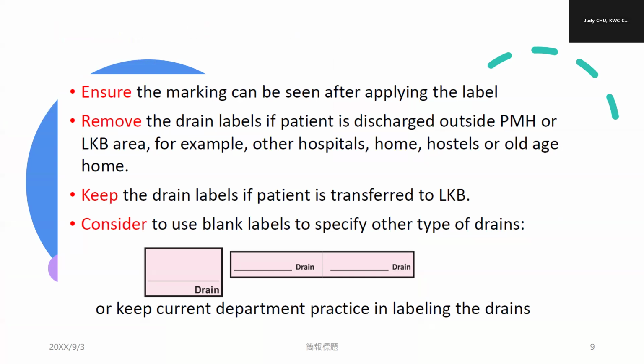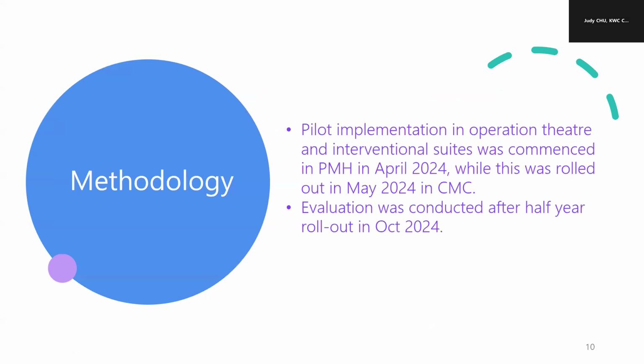discharged outside our hospital or to other hospitals, we need to remove the drain labels. While when the patients are transferred to our rehabilitation hospitals in Liking Block, we keep the drain labels. And when the drain labels are not available, we encourage staff to use blank labels with legible handwriting, in terms of abiding by the current department practice in labeling the drains.